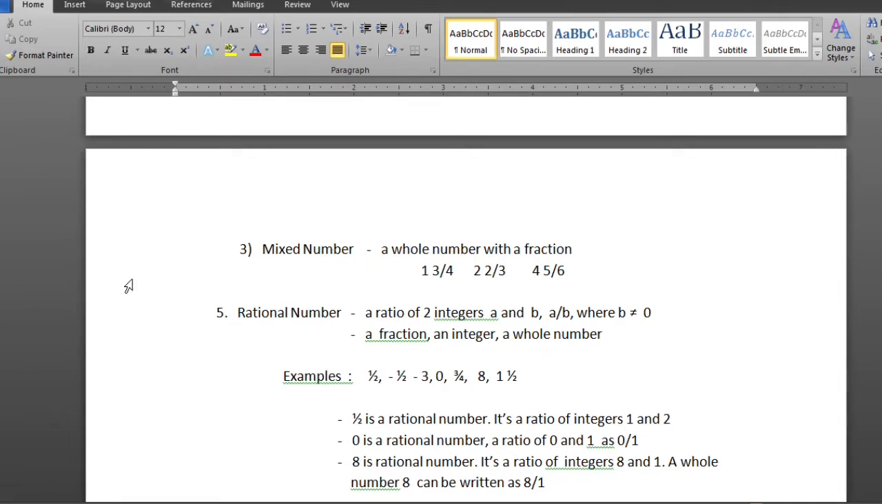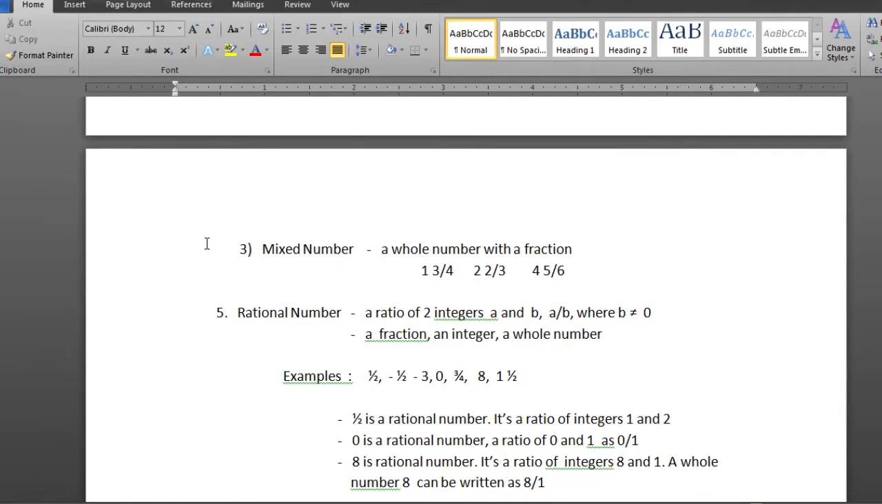Now, the third type of fraction is the mixed number. So it is a whole number with a fraction. So we have a whole number 1 and a fraction 3/4, a whole number 2 and a fraction 2/3, and a whole number 4 with a fraction 5/6.